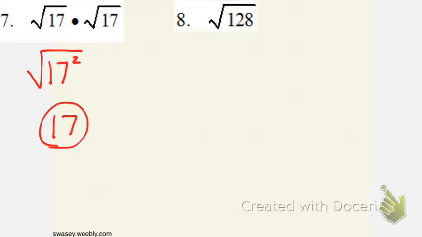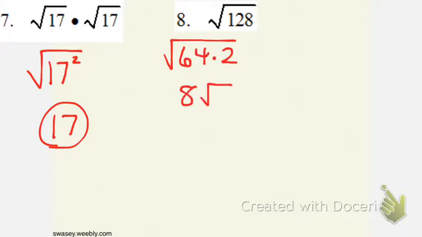Number 8, trying to simplify the square root of 128. 128 is not a perfect square, but it is the same as 64 times 2. Square root of 64 is 8, so we have 8 square root 2.